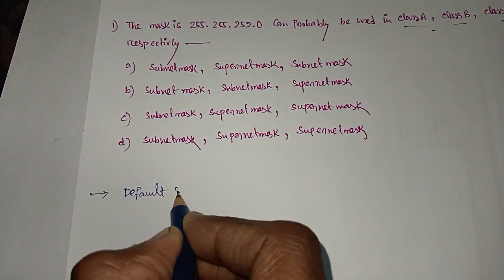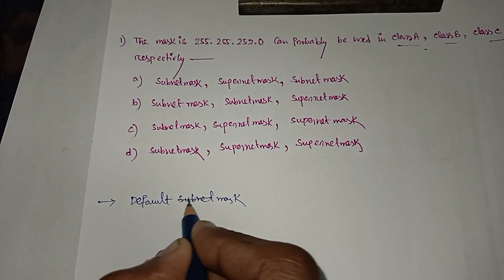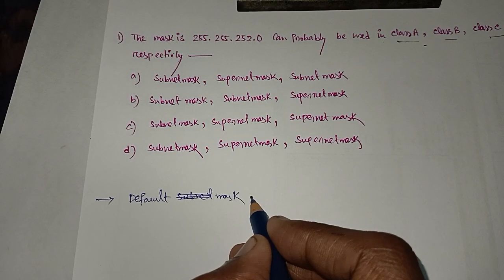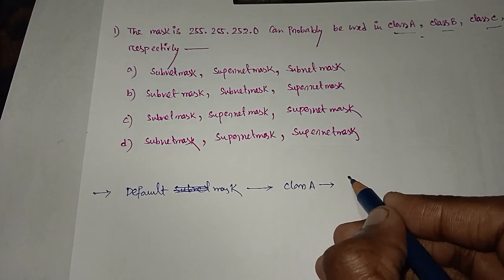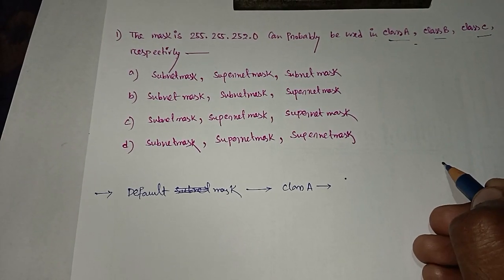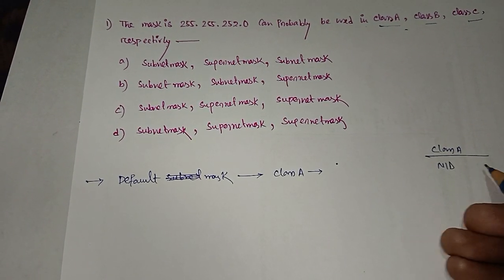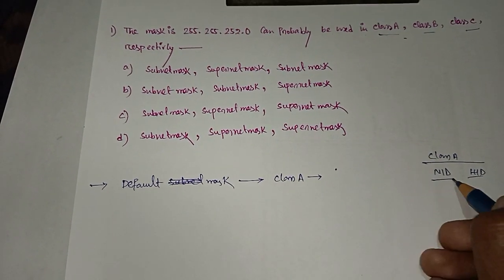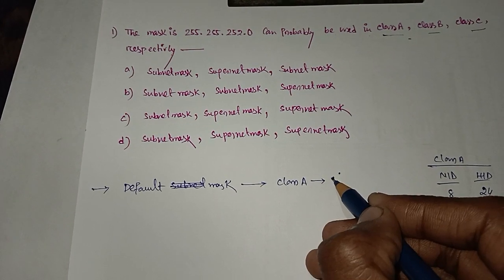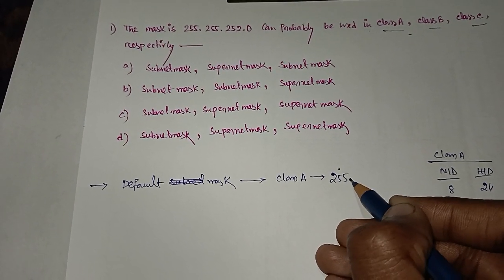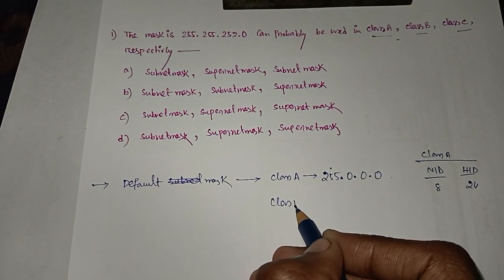So the default subnet mask, no doubt, the default mask. The default mask for class A: we have to know that for class A, there are the network ID bits and host ID bits. So for class A, 8 bits represent the network ID and 24 bits represent the host ID. So the default mask is 255.0.0.0.